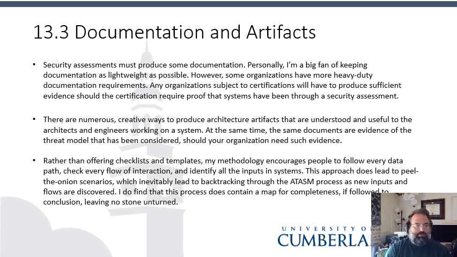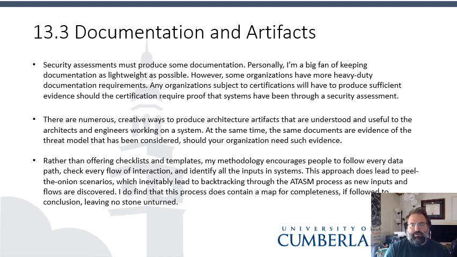Documentation and artifacts is covered in section 13.3. Security assessments must produce some documentation. Personally, I'm a big fan of keeping documentation as lightweight as possible. As am I. Generally speaking, less is better. However, some organizations have more heavy-duty documentation requirements. Any organization subject to certifications will have to produce sufficient evidence, should the certification require proof that systems have been through a security assessment. Slightly different sort of thing.